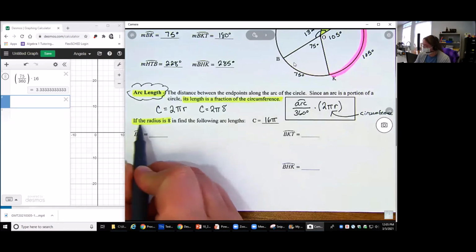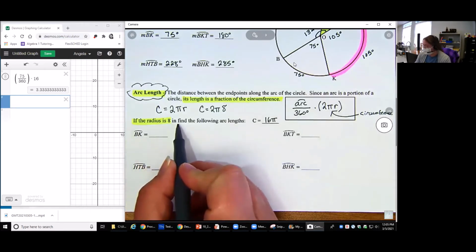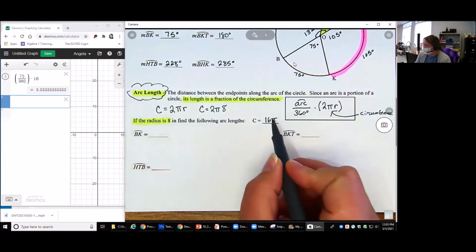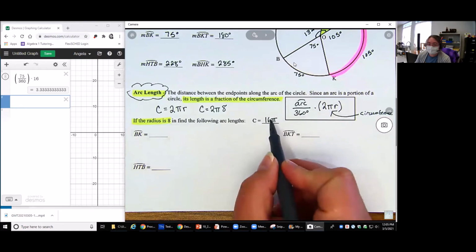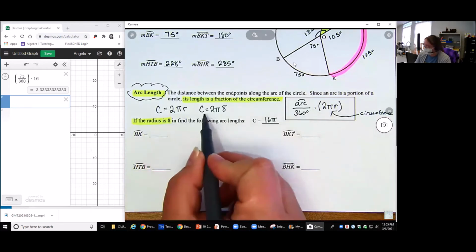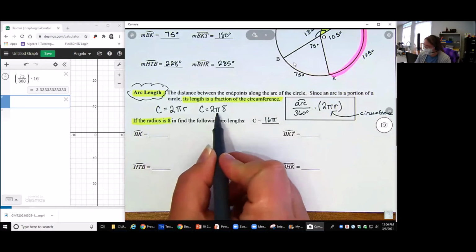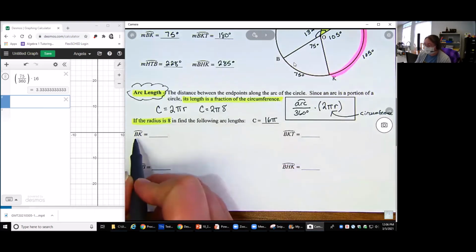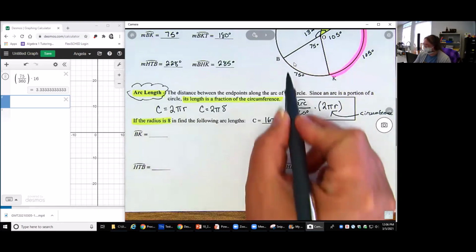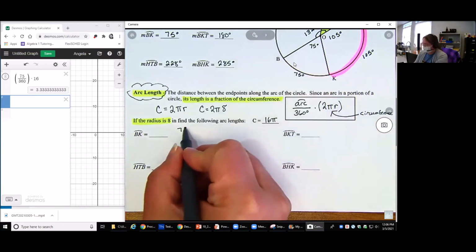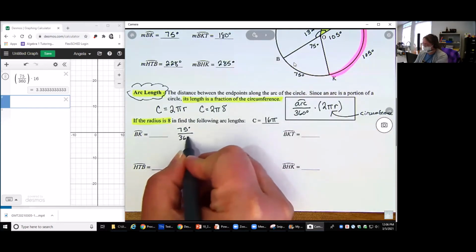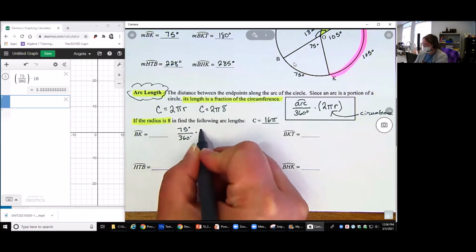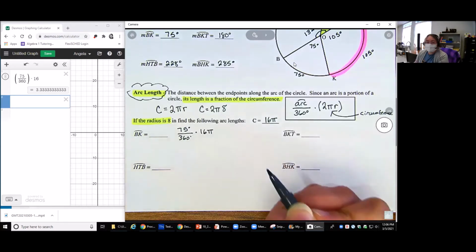All right, so if the radius is 8 inches, find the following arc lengths. First of all, I want to start out with finding the circumference. Circumference is 2 pi r, and if our radius is 8, it's 2 pi 8. If you want to simplify that further, it's 16 pi. Now, for finding an arc like BK in our picture, which was 75 degrees, 75 divided by 360 times 16 pi is what we're looking for here.